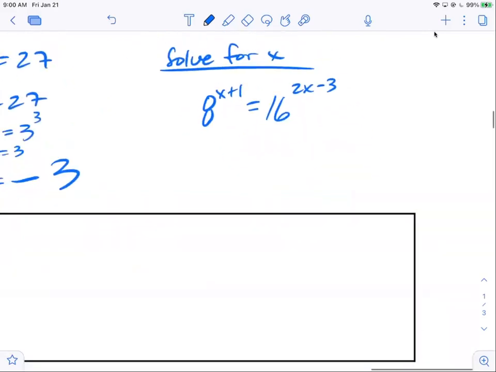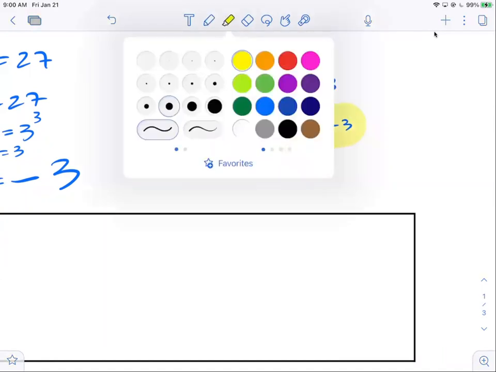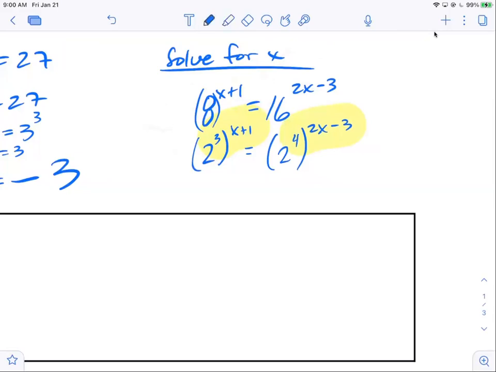So we can write 8 as 2 cubed. And again, that's just kind of putting parentheses around the 8 and replacing it with 2 cubed. 16 is 2 to the 4th, and we still have the 2x minus 3. Now we can rely on our skills for exponents, which says when we raise a power to a power, we multiply. I would have to distribute here. So I get 2 to the 3x plus 3 equals 2 to the 8x minus 12. Mission accomplished, right? I got the bases the same.